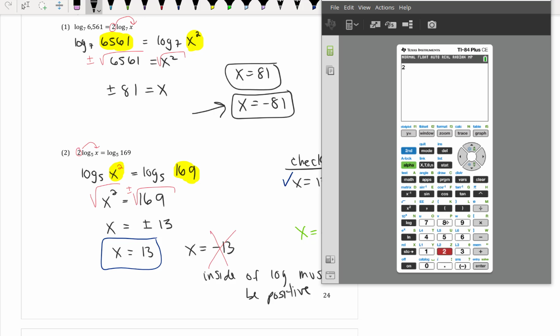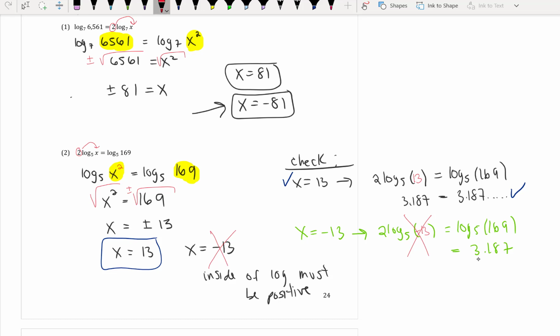So if I have 2, and I go to my log base 7, and here, remember, the answer that we got for x is a negative 81. So the inside of the log is negative. I already know this is not going to work. So it does not work.